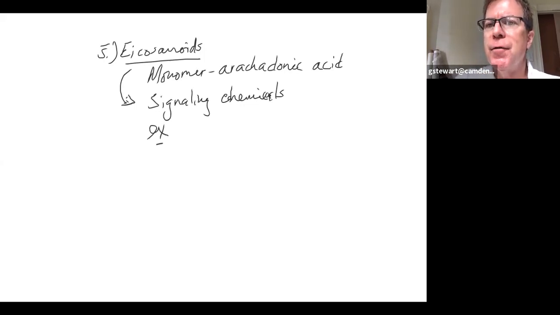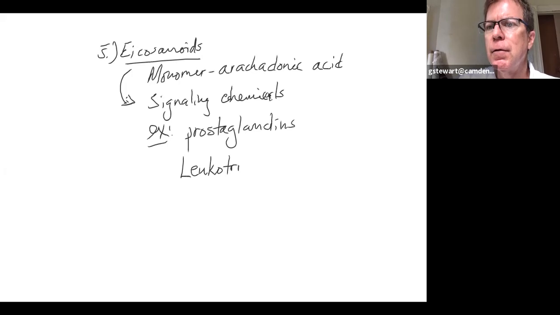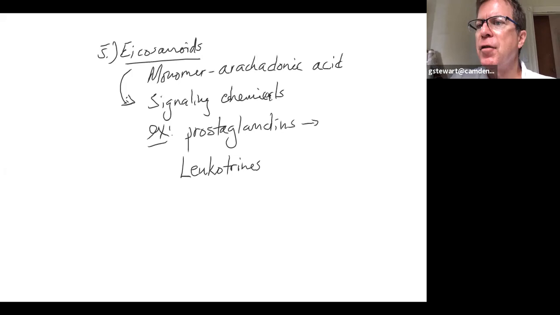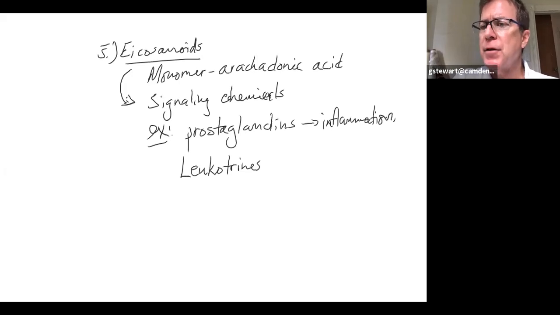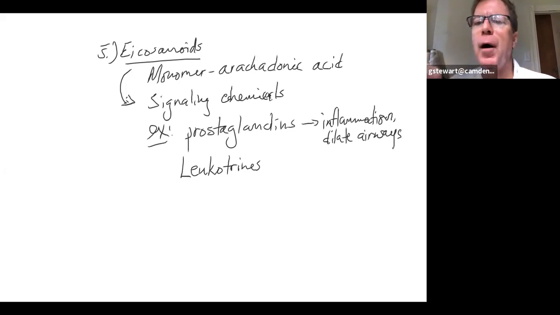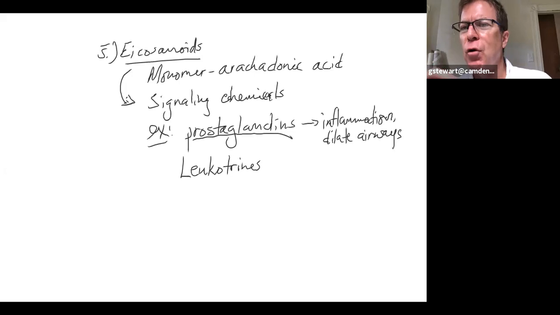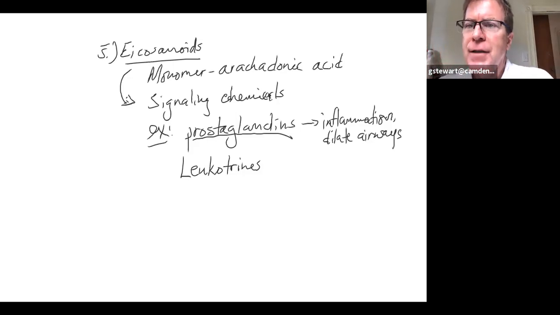The major examples of these are prostaglandins, which I mentioned on Tuesday, and also a class of signaling chemicals called leukotrienes. Prostaglandins are involved in mediating inflammation. They also dilate airways. Prostaglandins is sort of a generic term. It refers to a whole group of signaling chemicals. There are specific prostaglandins that do different things. Some mediate inflammation, some dilate airways, others help in pain perception.